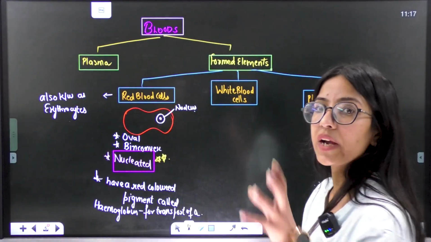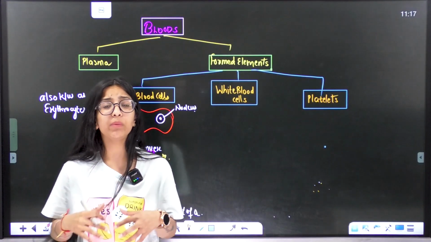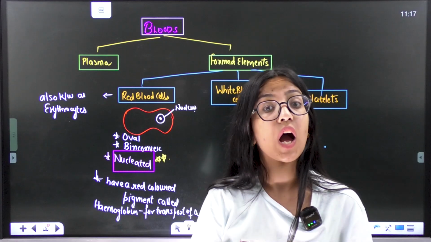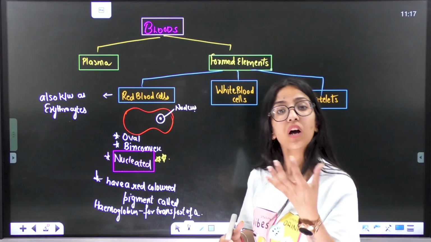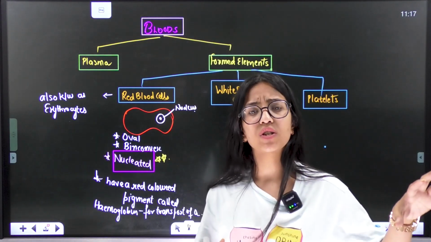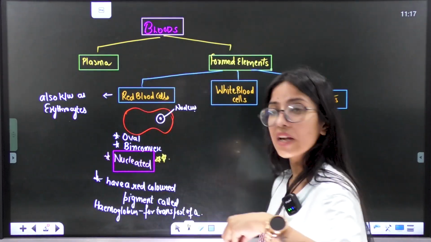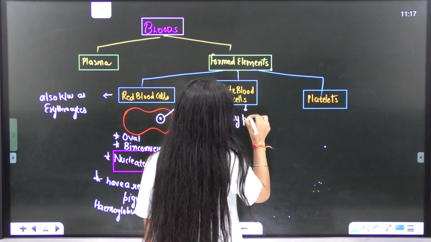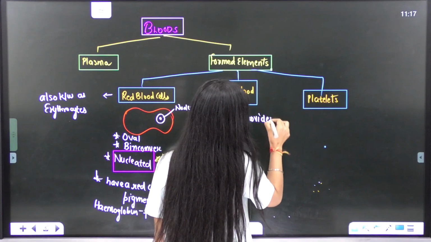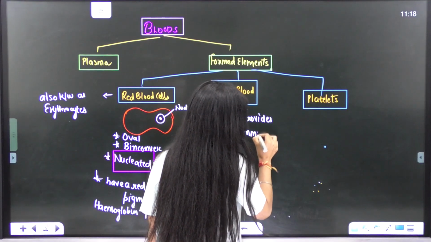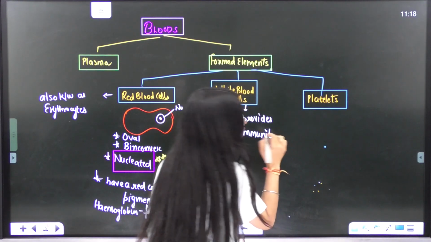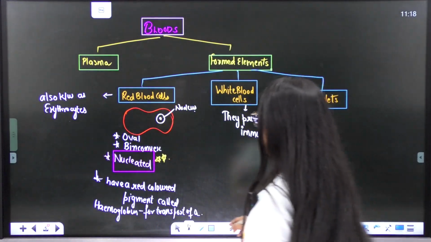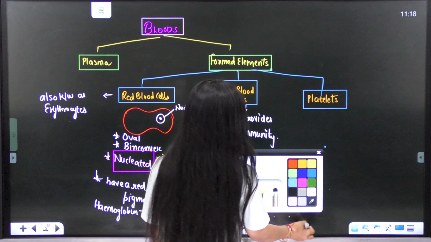Now, moving on to the white blood cells. Like our white blood cells are necessary for providing immunity, the white blood cells of frog are also necessary for providing immunity. So they play the same function as performed by ours. They provide immunity. What is the other name of white blood cells? They are also known as leukocytes.